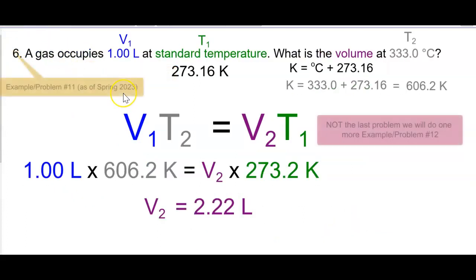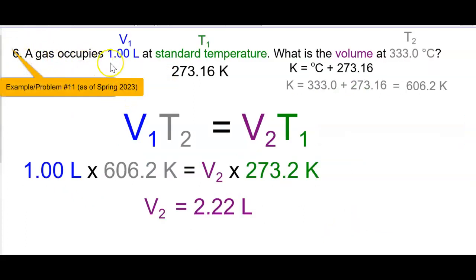And example 6 is the last one we're going to do in this set together. A gas at 1 liter at standard temperature. Standard temperature is another way, like standard pressure, of giving you a value without stating a number. So if you see standard temperature, you know it's 273.16 Kelvin. What is the volume at 333 degrees Celsius? Got to convert that Celsius into Kelvin.